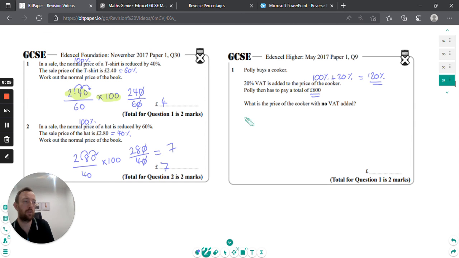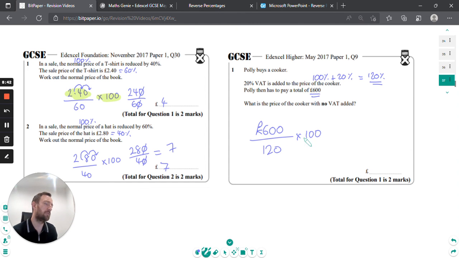Well, just like we've just been doing all the way through, we take our amount, we divide it by the percentage that we've got, and then we times it by 100. Now again, we can multiply the top if we want. We could do 600 multiplied by 100 and then divide it by 120. But on this one, I can see it's a little bit easier. We can just cancel the zeros again. So 60 divided by 12 is 5. And then times 100 will give us £500.